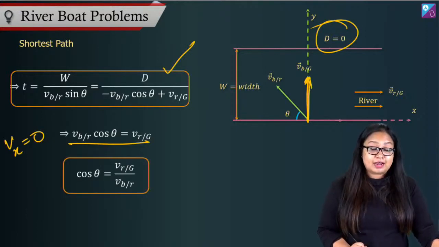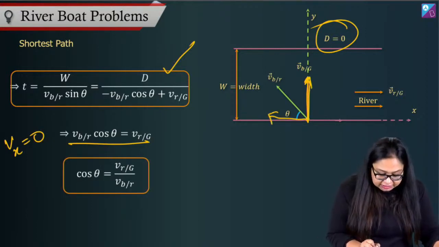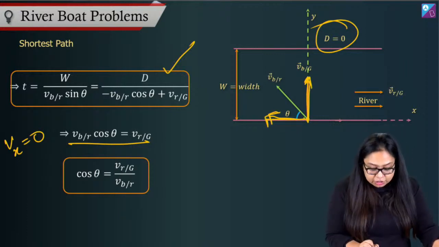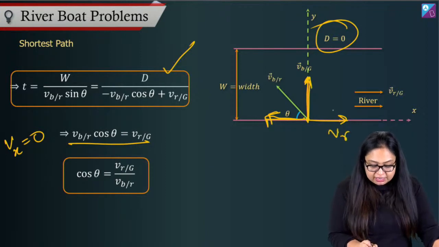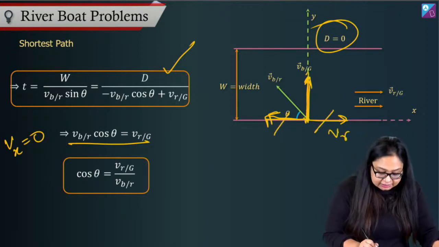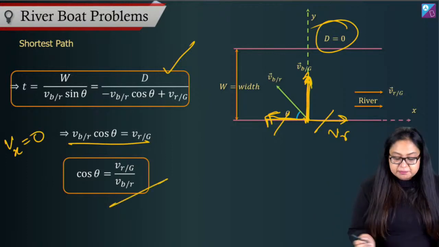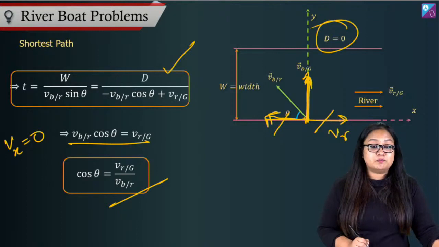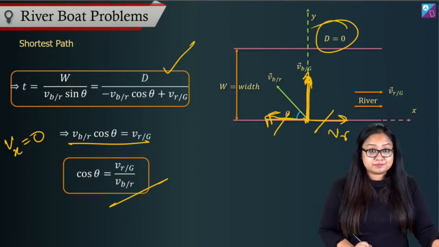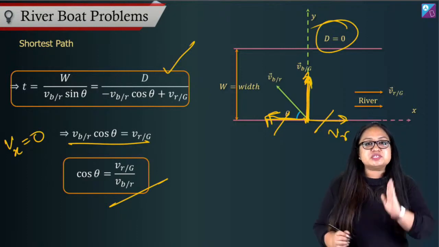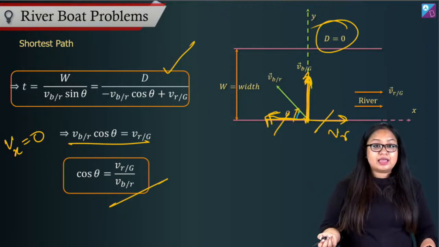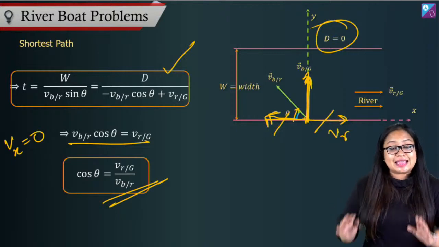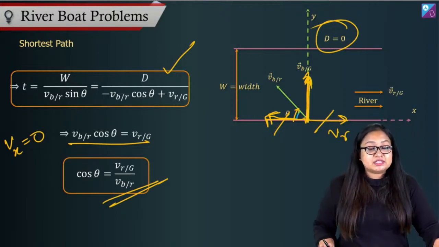The velocity of the boat in still waters cos theta component should cancel out the velocity of the river. If these two components cancel out, then the resultant will be along the y-axis. That means cos theta is equal to the velocity of the river with respect to ground divided by the velocity of the boat with respect to river. Magnitudes. Okay, so if you start at this angle with the x-axis, right? If you start at this particular angle with the x-axis, then you will cover the shortest path.